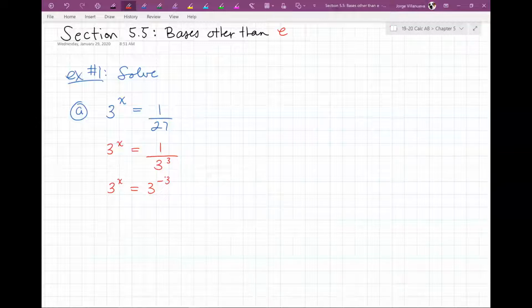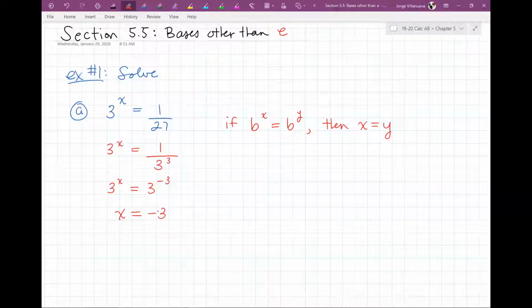And there's a definition in algebra that basically says that if b to the x is equal to b to the y, then x must be equal to y. In other words, if you have the same base and different powers, just set the powers equal to each other. So that means x must be equal to negative 3. And that's your answer. Okay, so this is the way you learned it before.